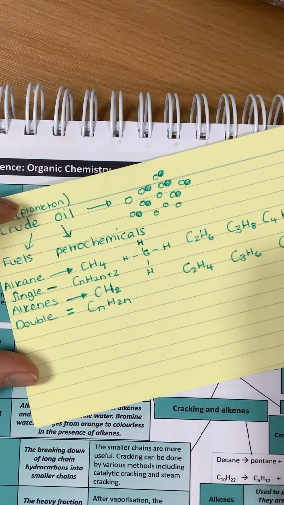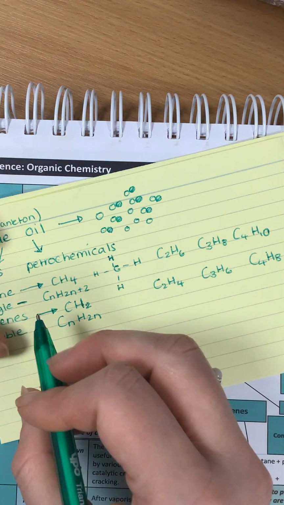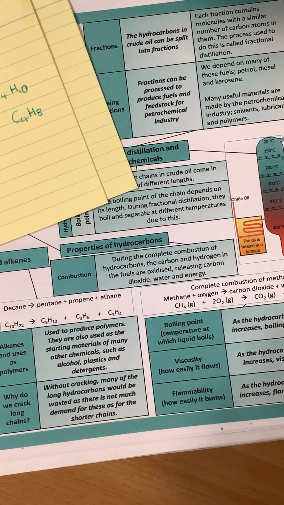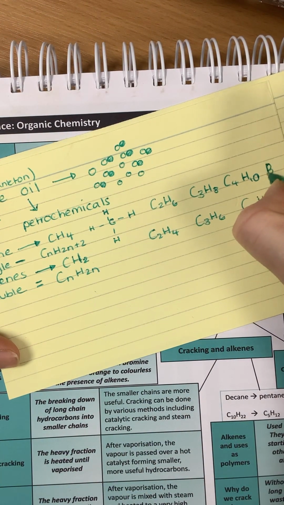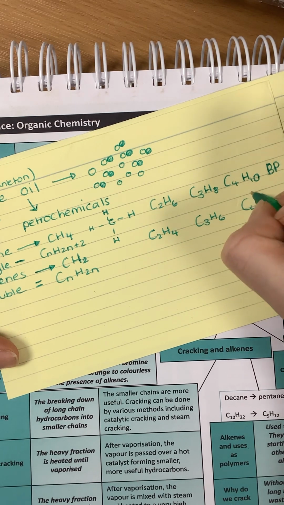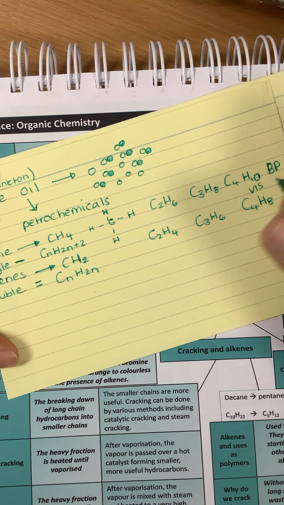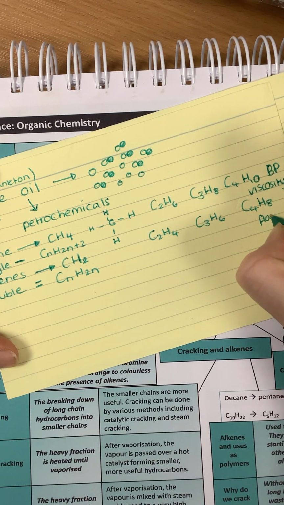Now, as I work my way down these hydrocarbon chains, there are 3 properties that change, and I can see these 3 properties stated here in my Need to Know book. The boiling point, the viscosity, just trying to squeeze it all in here, and also the flammability.